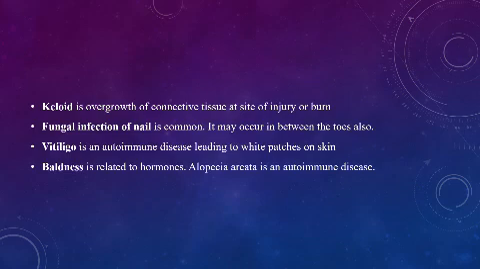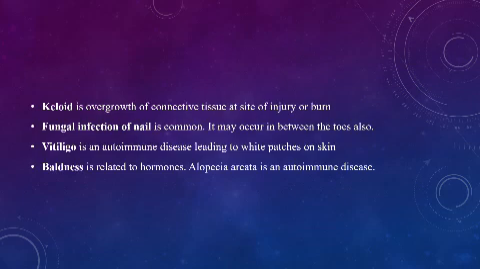Keloid is an overgrowth of connective tissue at the site of injury or burn. Fungal infection of the nail is common. It may occur in between the toes also. Vitiligo. Vitiligo is an autoimmune disease leading to white patches on the skin. Baldness. Baldness is related to hormones. Alopecia areata is an autoimmune disease.